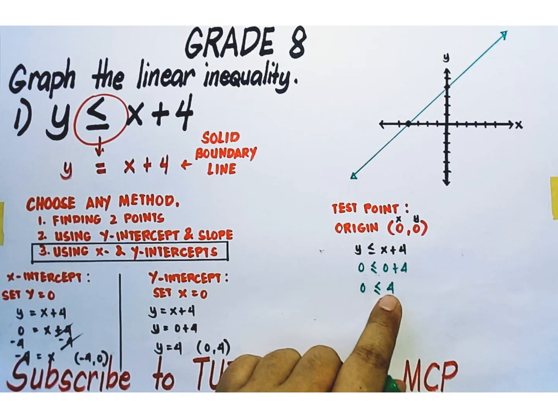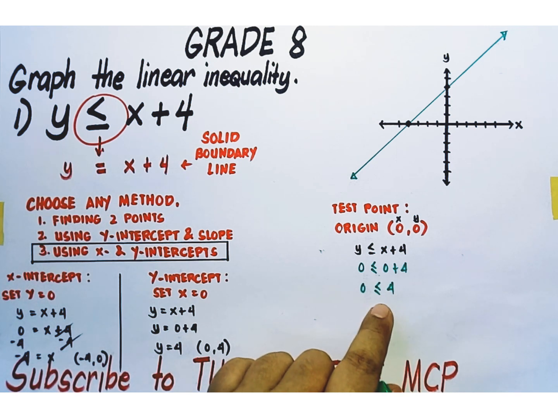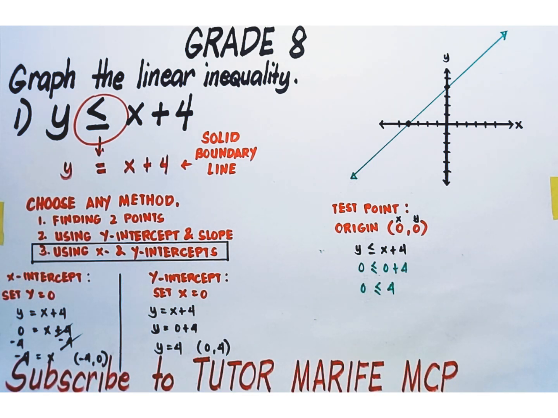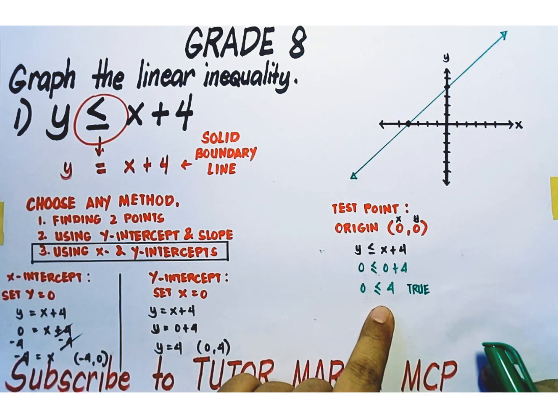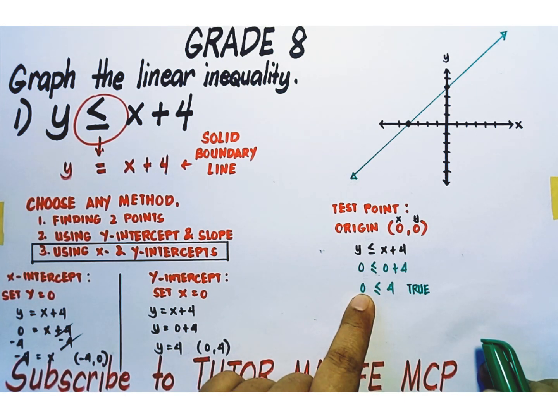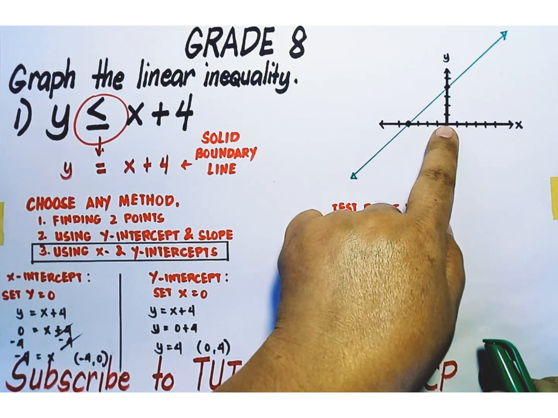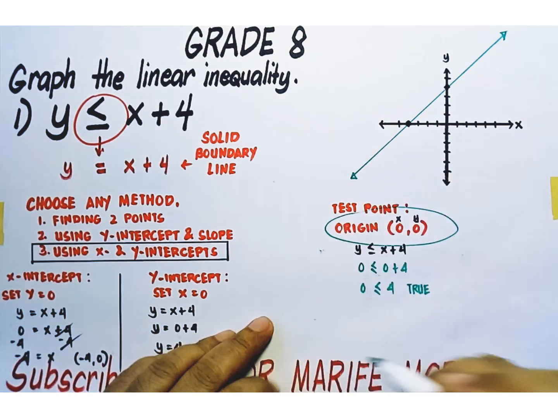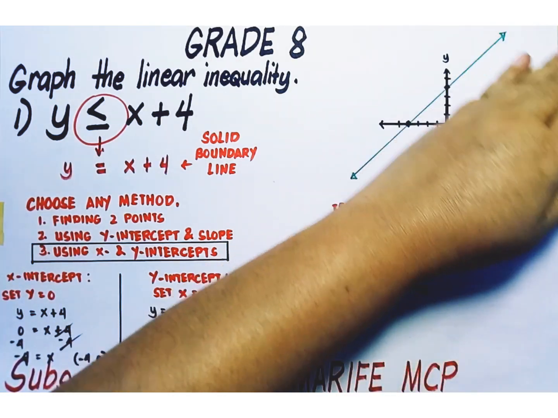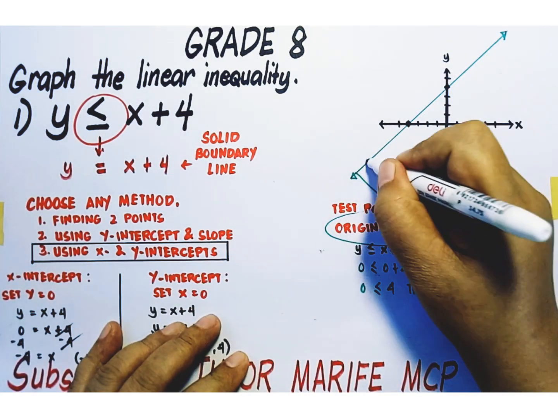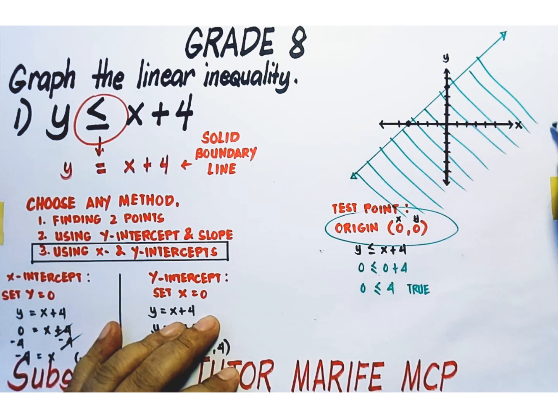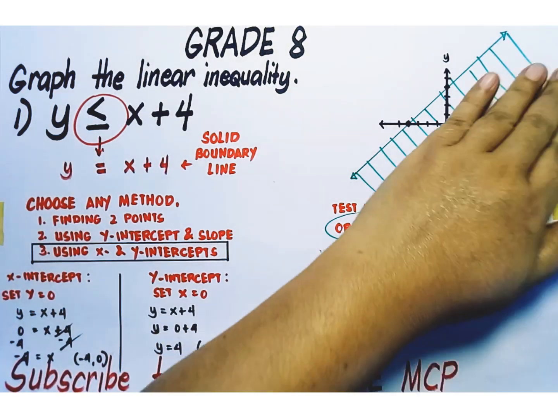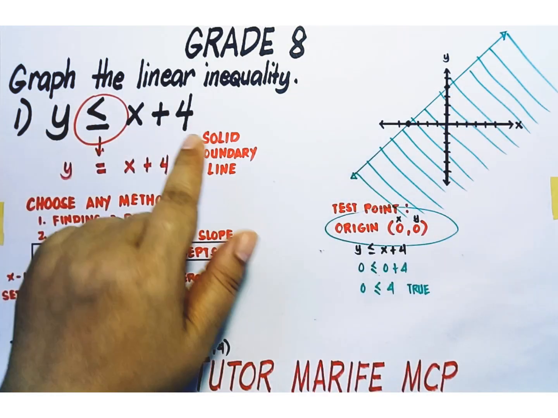Is 0 less than or equal to 4 a true or false inequality statement? This is a true inequality statement. Since this is a true inequality statement, we are going to shade the region that contains our test point. This is the region that contains the origin. This is the graph of the first given linear inequality.